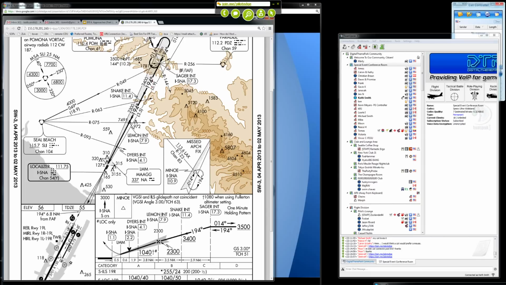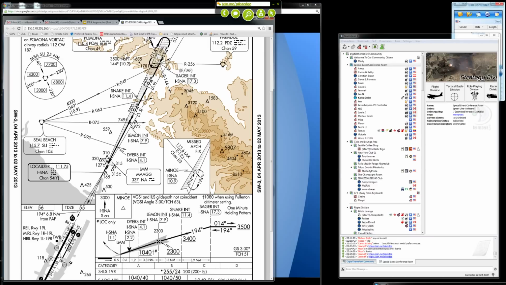To identify these points, a quick review: Snake can be identified in 3 different ways. Snake could be identified as the intersection of the localizer, which we're going to be tracking all the way in. You could also set up your nav2 radio to Seal Beach, set it to 115.7, and dial in the 063 radial on your nav2 OBS, and when that nav2 needle centers, it means you're at Snake. So that's one way of identifying Snake.